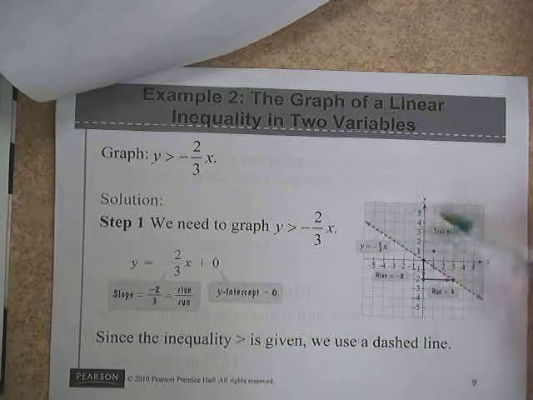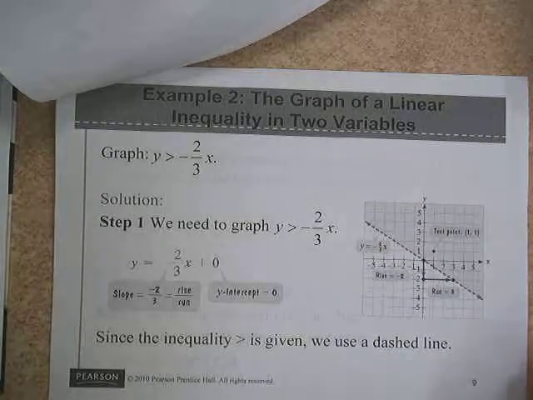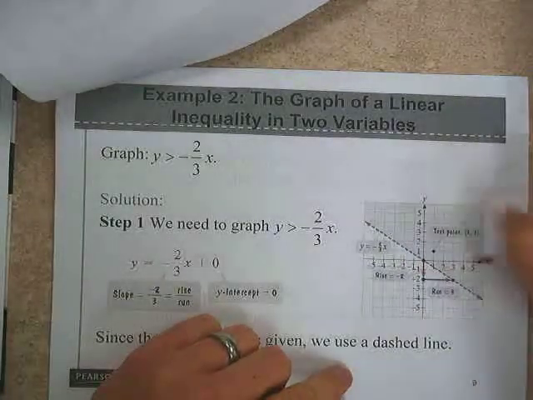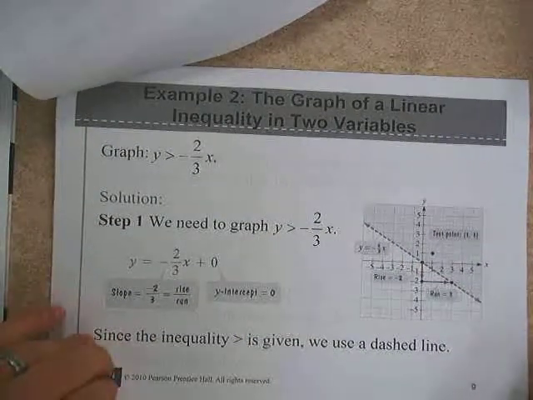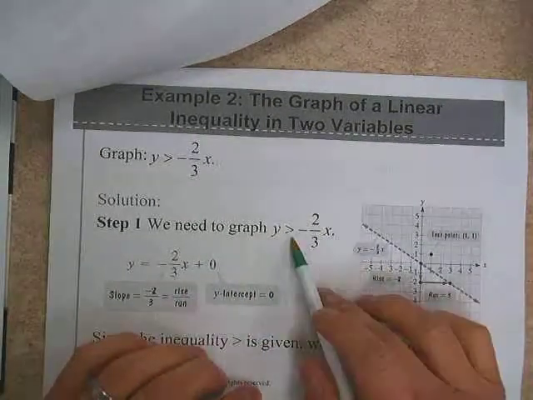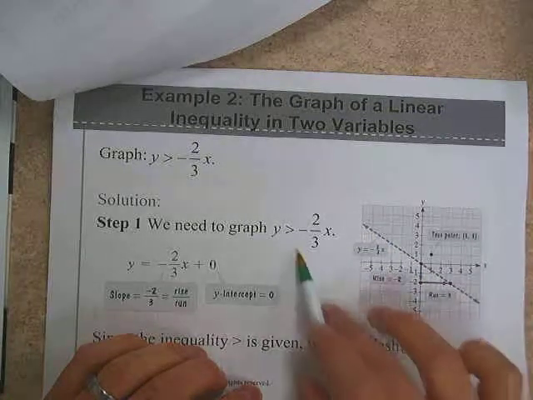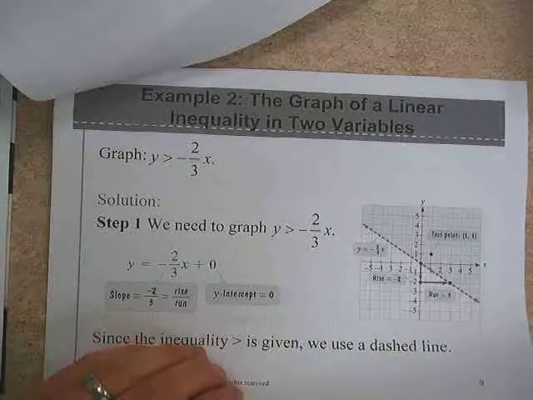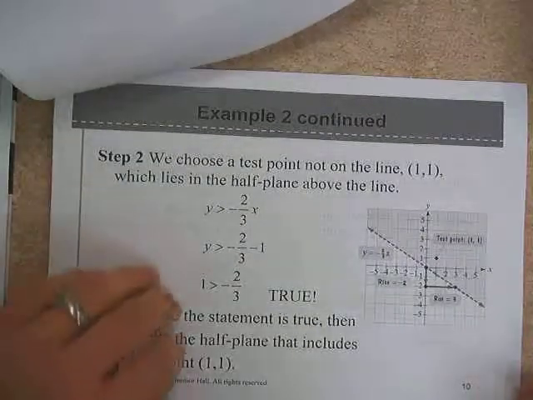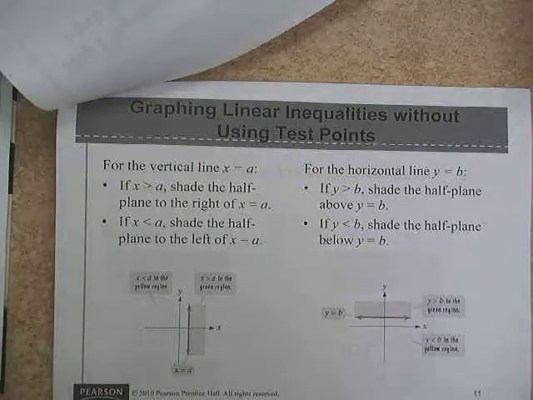So if we use 1, 1, we would have 1 is greater than negative 2/3, which is true. And notice where the shading is, they shaded the side that had the test point on it because the test point gave a true sentence. So again, this dashed line and the shading is the answer to this question. And once again, that means that any point that's in the shaded region is going to make this sentence true. Now, in this case, any point that's on the line is going to make this sentence false, and hence that's why it's dashed.